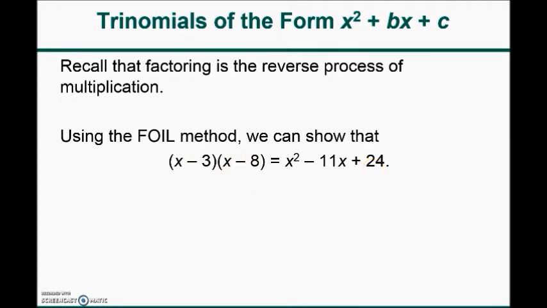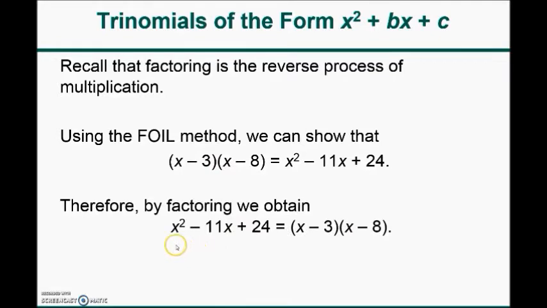Well, we do the reverse. If I ask you to factor this trinomial, you just do the reverse. Find two numbers whose product equals 24 and sum equals negative 11. In this case, after several trials, we get negative 3 and negative 8. So that's what you have to do.